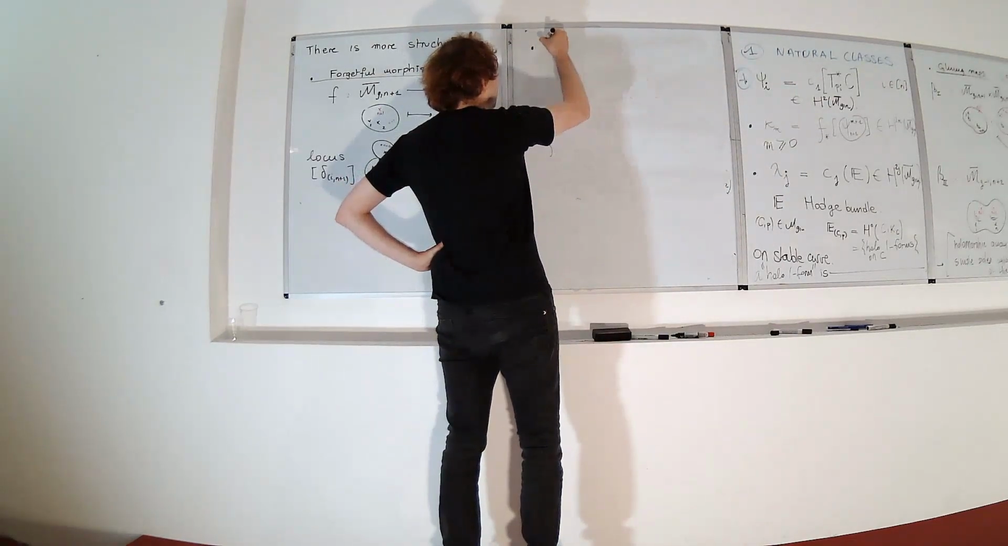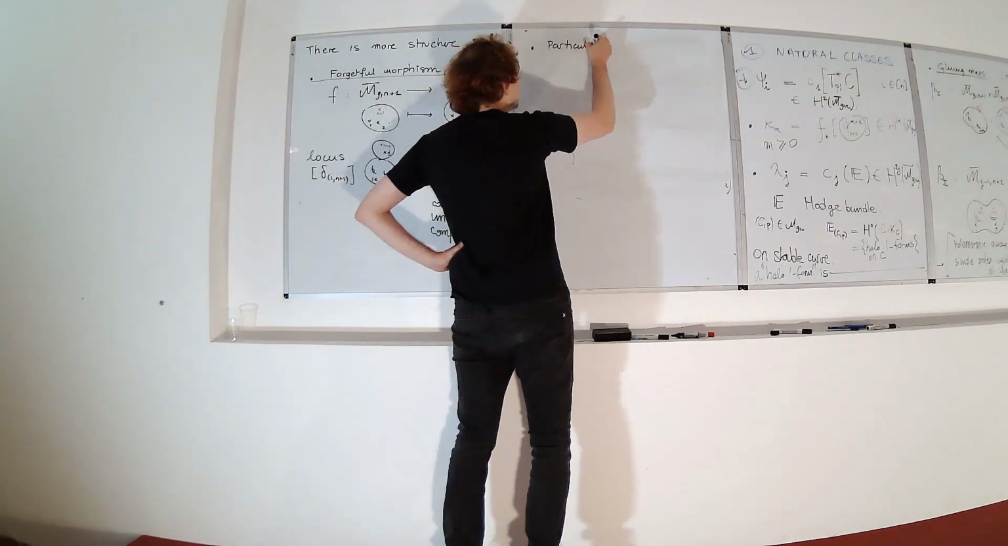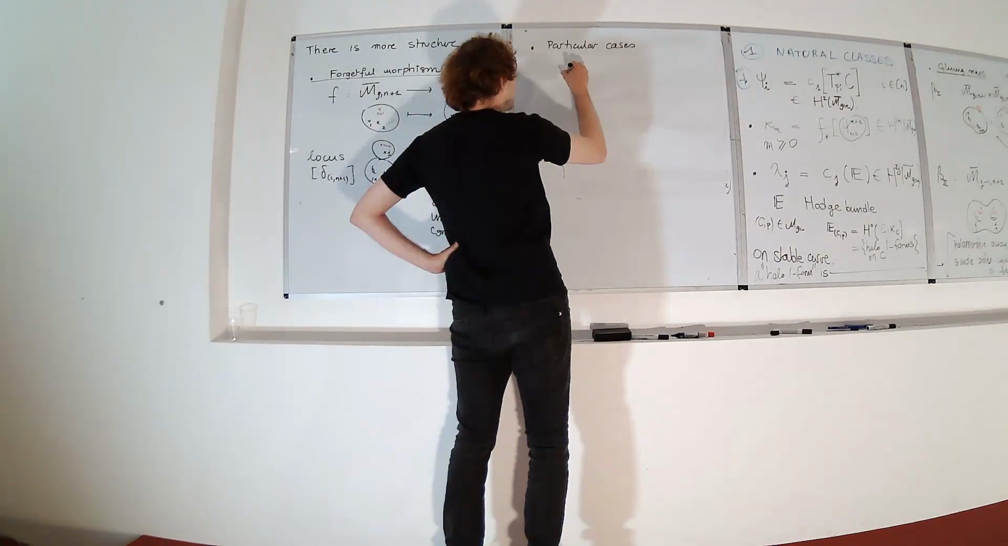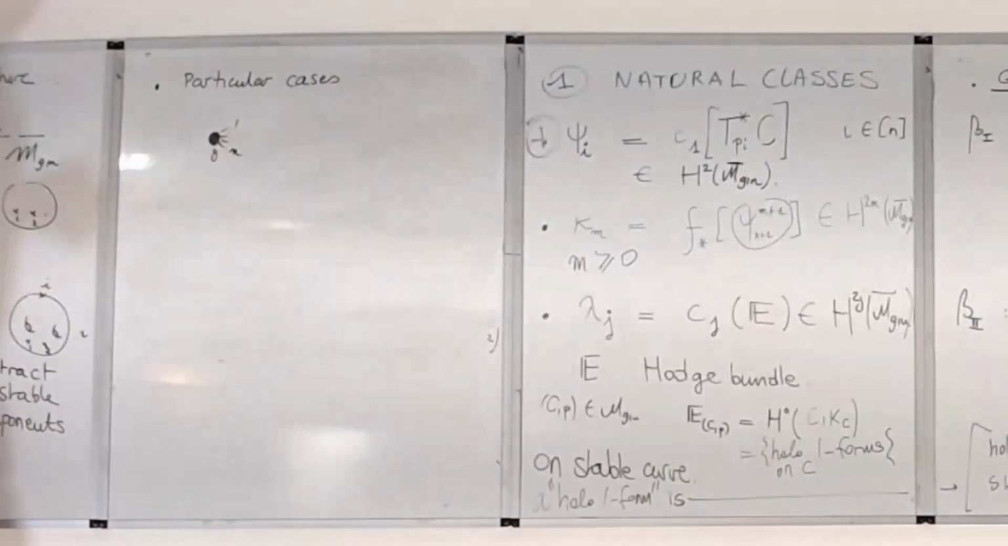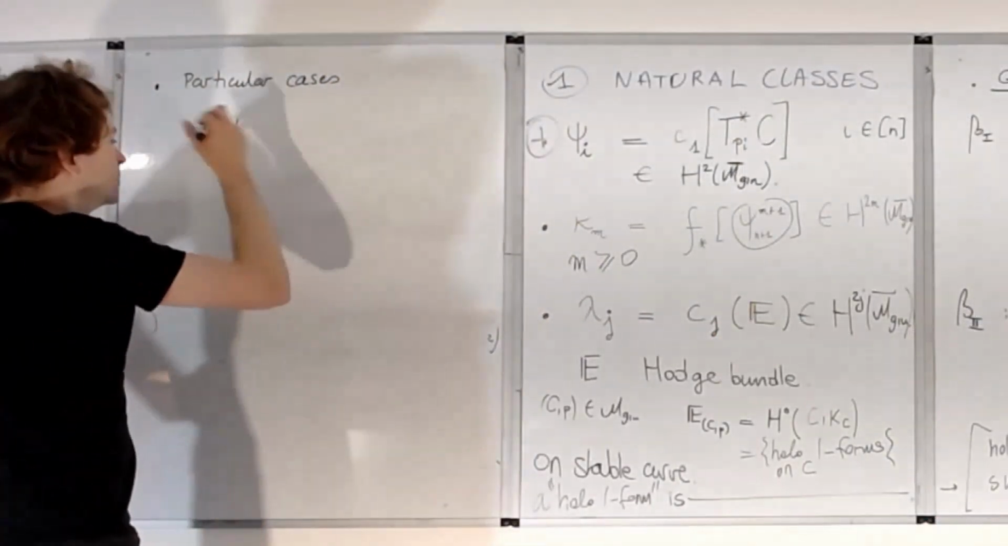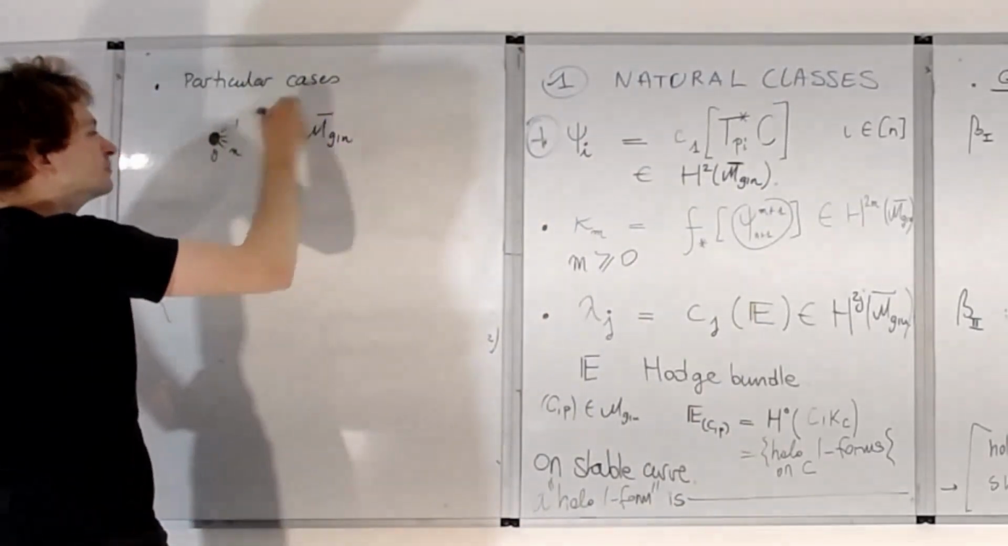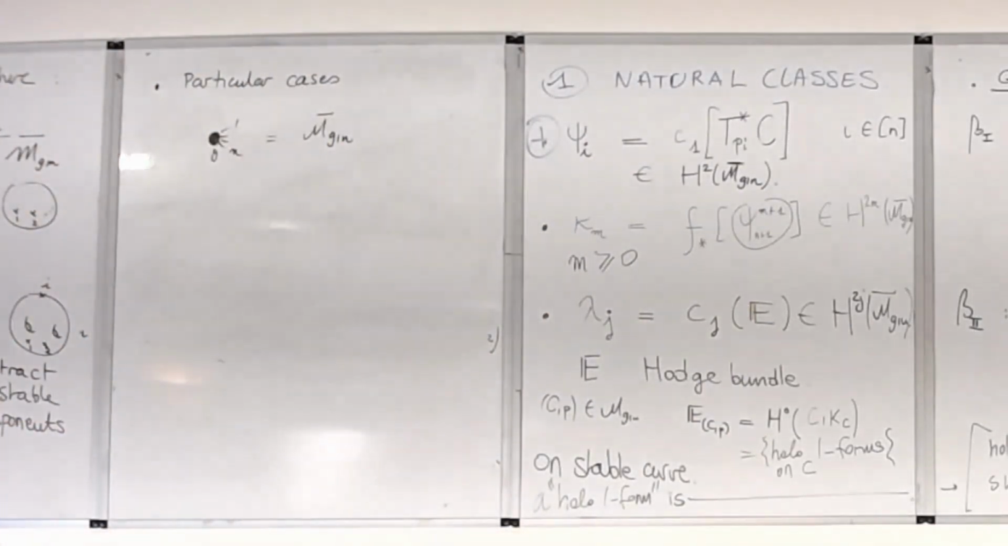Now, in particular cases, you can also have the stable graph with one vertex of genus g and all the legs. So that represents actually M_{g,n} bar itself. You have no degeneration.